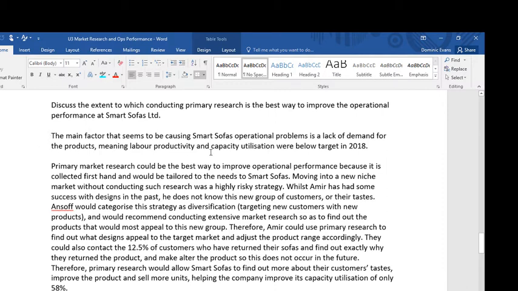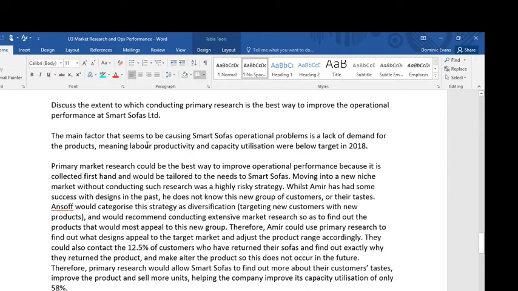So I've started basically with my conclusion, and I'll tell you why I've done that in a second. The main factor that seems to be causing smart sofas' operational problems is a lack of demand for the products, meaning labour productivity and capacity utilisation were below target in 2018. Okay, so what have I done here? I've identified the main problem. Basically, they're not selling enough sofas, and so their operational performance has deteriorated.